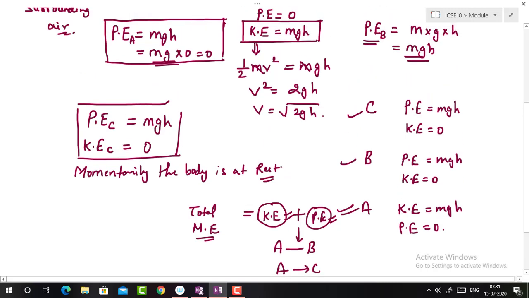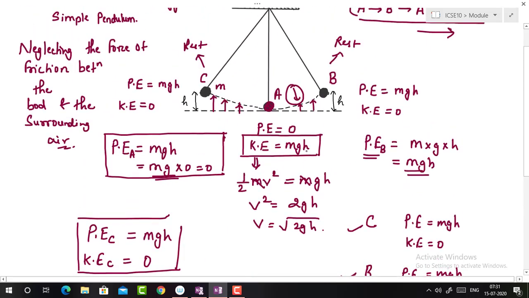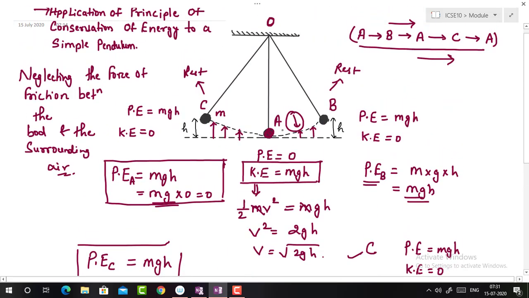This is strictly true only in vacuum, where there is no force of friction due to air. So this conservation of energy is valid only when there is vacuum and no air resistance which opposes the motion of the bob.